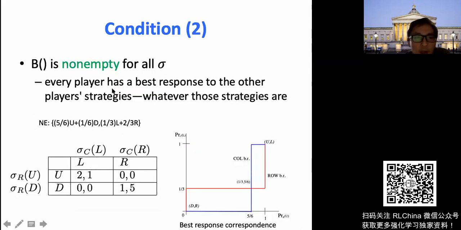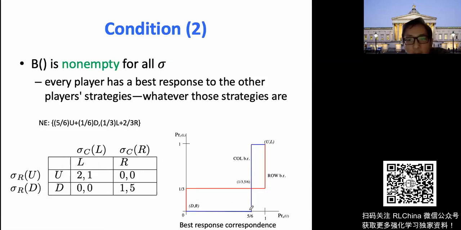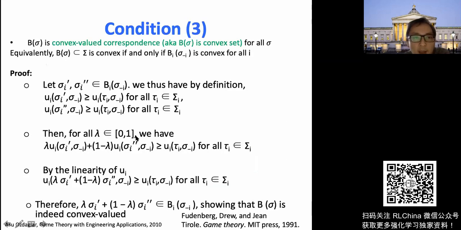And condition 2 is that the best response mapping is non-empty. It's quite clear from this illustration that you can always have a value by looking at the best response. So this is the non-empty, and the last bit is the convex. What do I mean by convex valued? This basically means that for any sigma, the output set is a convex set.